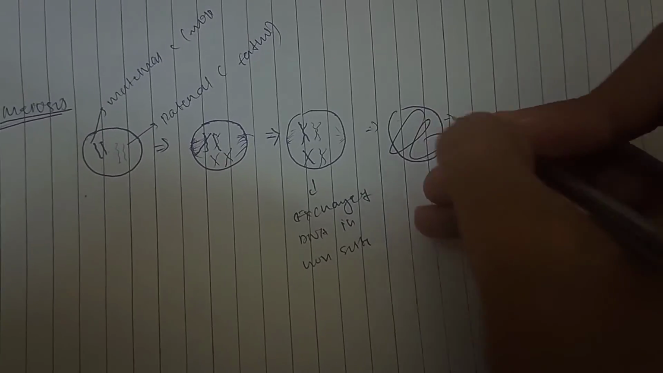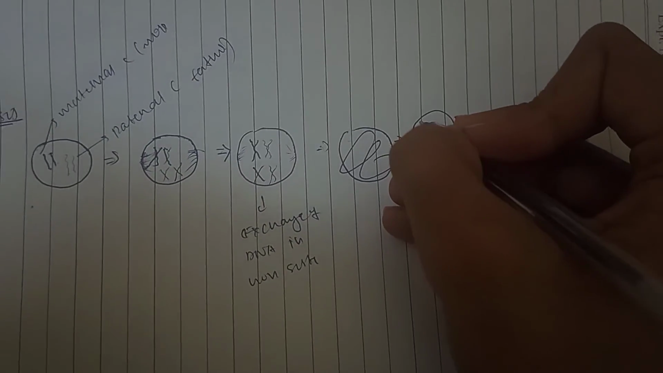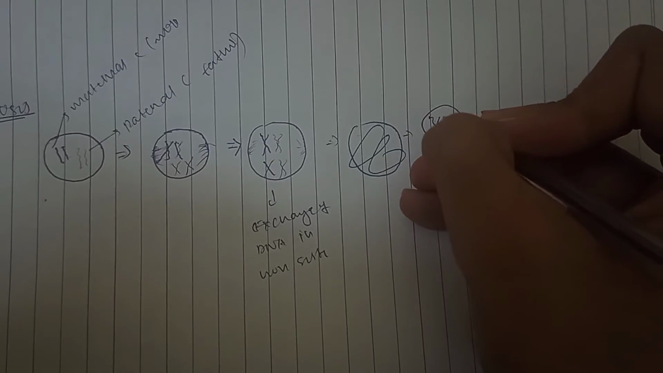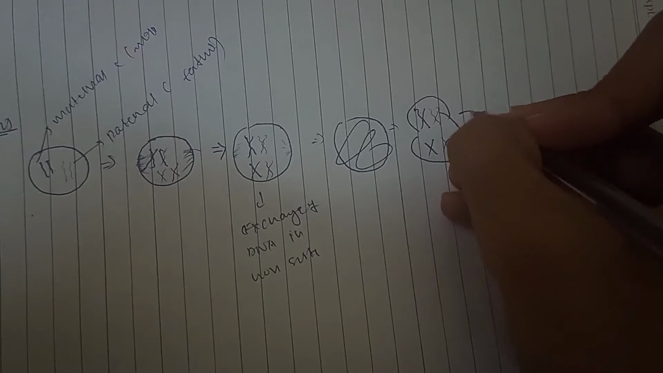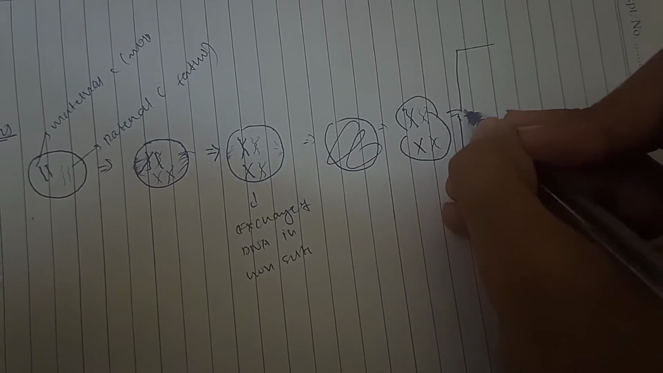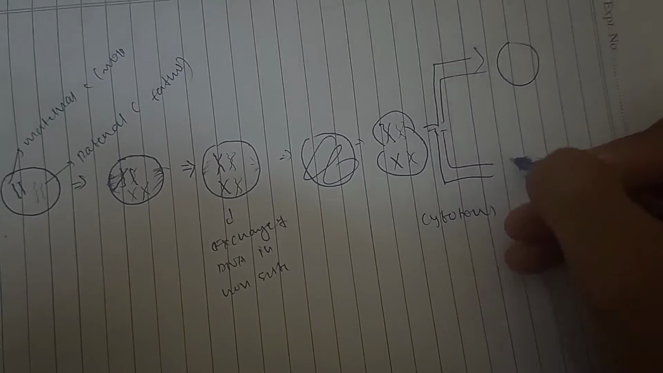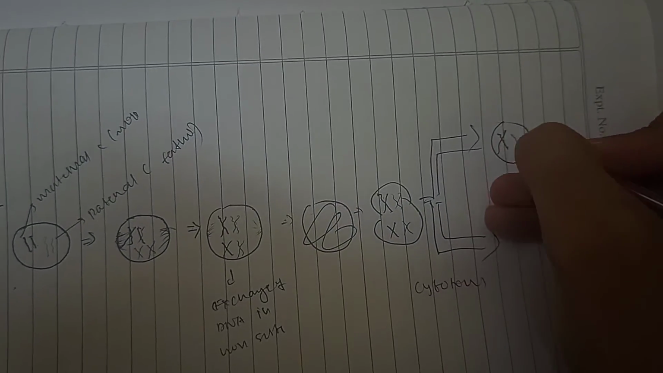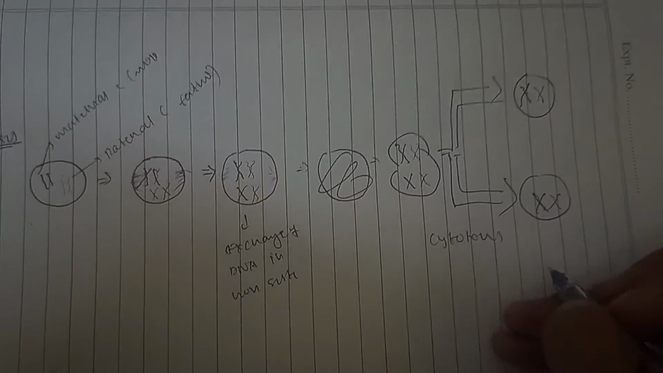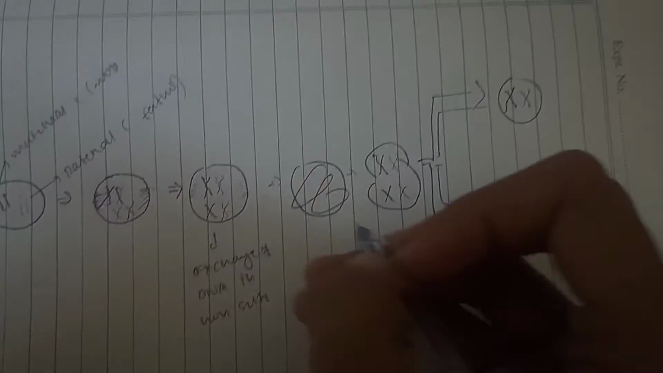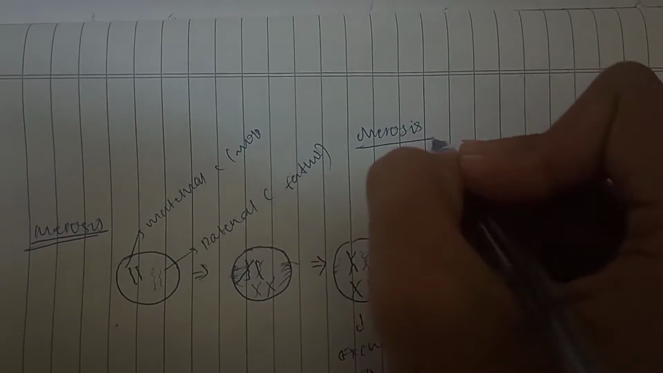After that it's telophase, okay? In this telophase the cytokinesis takes place, and your new cells will be formed, which will have this. This is the first one, it's the meiosis one process. Okay, I'm going to mention it's meiosis one.